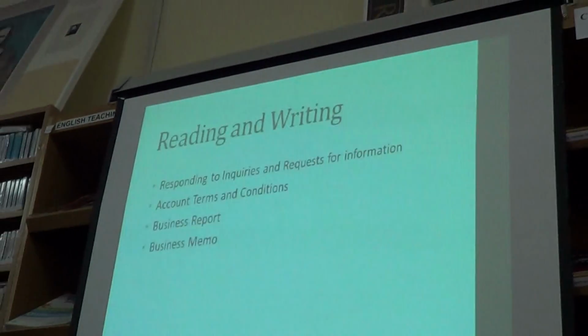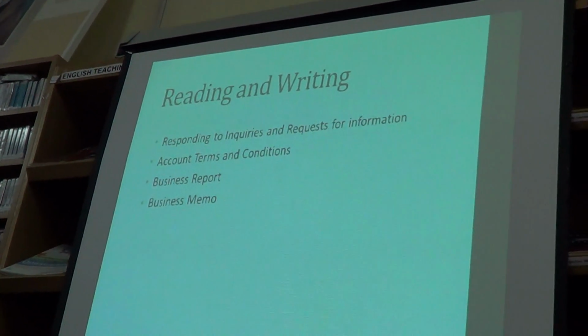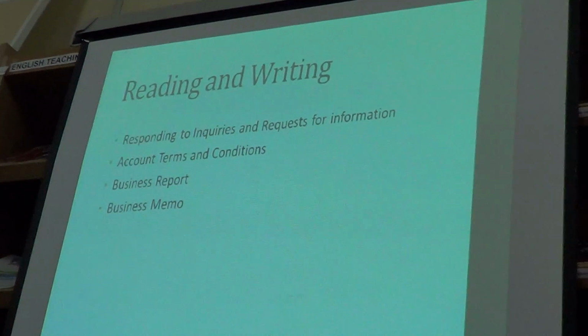Grants, same thing. Claim adjustment letters, sales letters, inquiries. These are all components of reading and writing. Responding to inquiries and requests for information. This is difficult because oftentimes it comes off as bossy or really like, gimme, gimme, gimme. And that's not what the person intended to write. Account terms and conditions, business report, and a business memo. So these are not the entirety of what you would be doing for business English, but they are a lot of what we do commonly work on with students for business English.